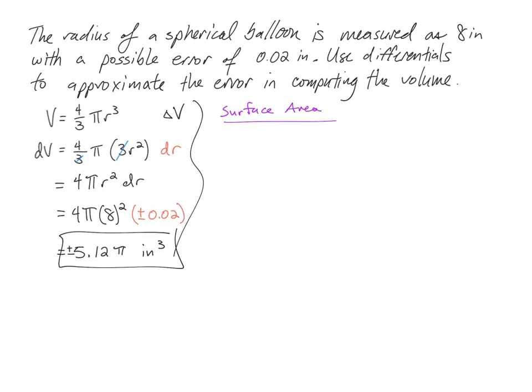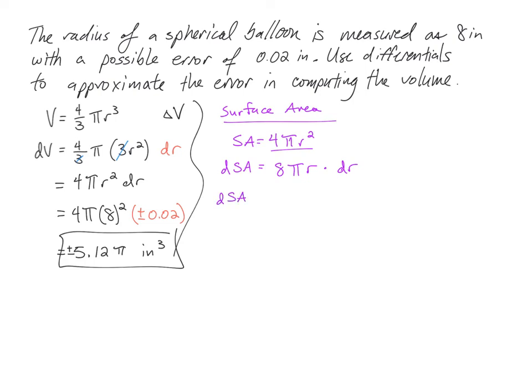So the surface area of a sphere is 4 pi r squared. And again, if we were going to find the error of the surface area, we would have to find the derivative of this function, which would be 8 pi r times the error that we think is there, 0.02. So again, we can just go through and do this calculation.